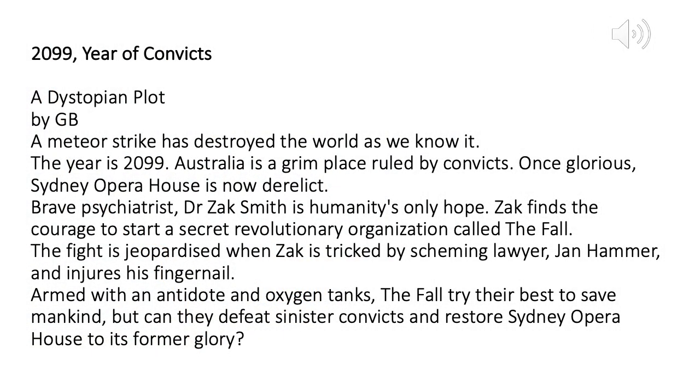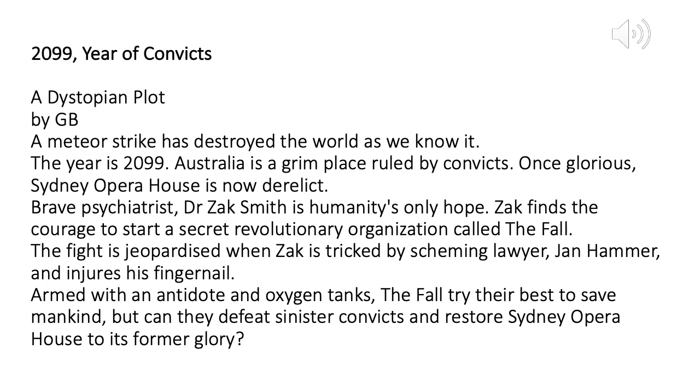So here is my plot outline, as a result of just answering a few question prompts. 2099 Year of Convicts, a dystopian plot by GB. A meteor strike has destroyed the world as we know it. The year is 2099. Australia is a grim place ruled by convicts. Once glorious Sydney Opera House is now derelict. Brave psychiatrist Dr. Zach Smith is humanity's only hope.